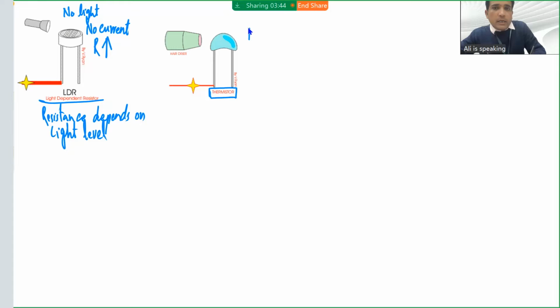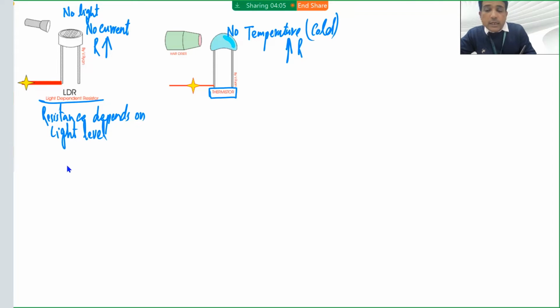In this case, you can see temperature. When no temperature, I will say no temperature, means very cold. So simply you can say when it is cold, resistance is very high. Now let's try to understand LDR first of all in detail.